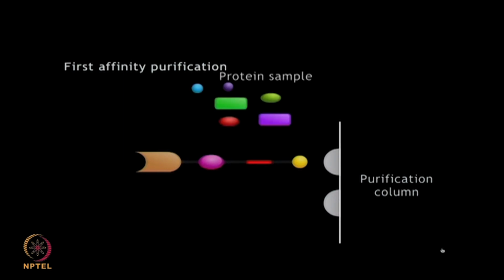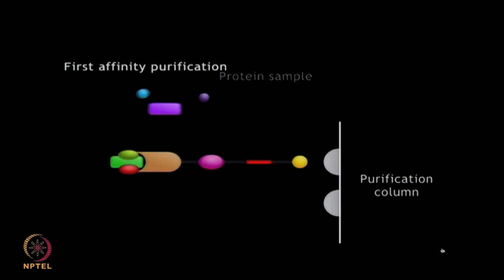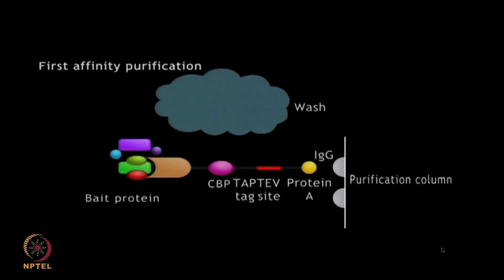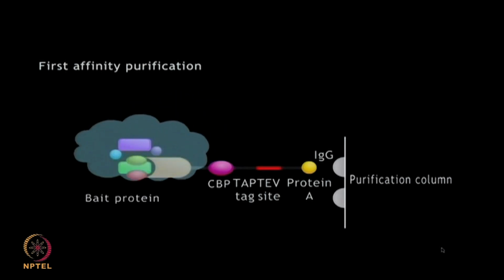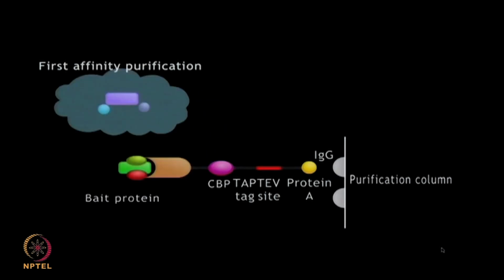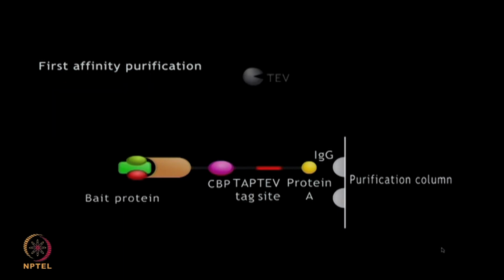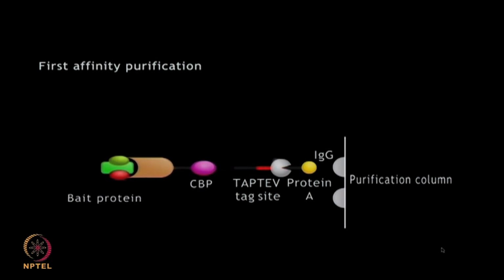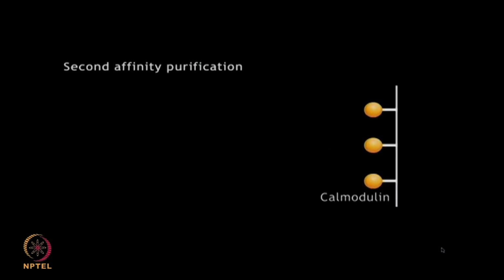Some of the proteins form a complex with the bait through specific binding interactions. The remaining unbound proteins are washed away. This is followed by the cleavage at the TEV site by using the enzyme TEV protease to release only the protein complex bound to the calmodulin binding protein. These reactions constitute the first affinity step.